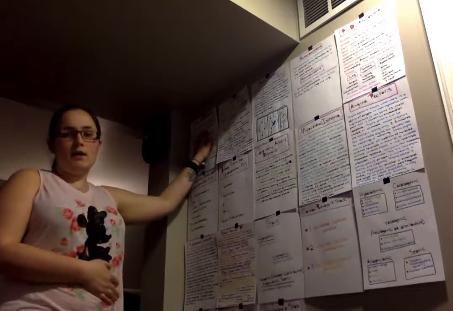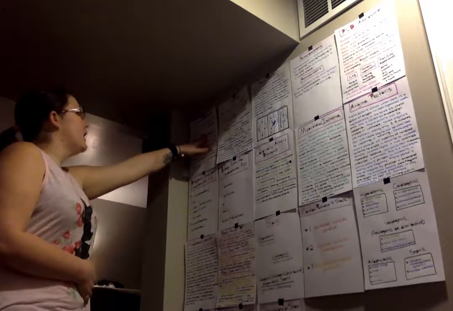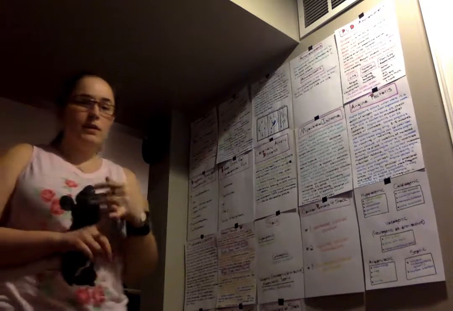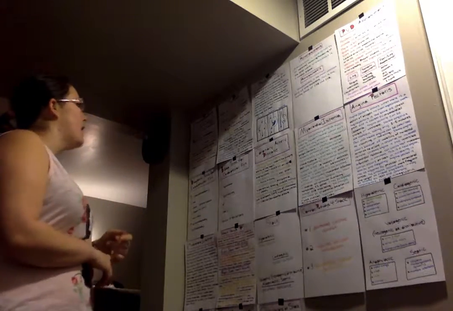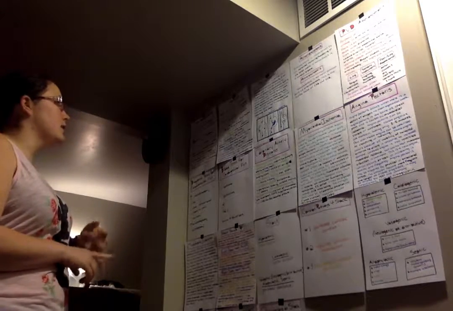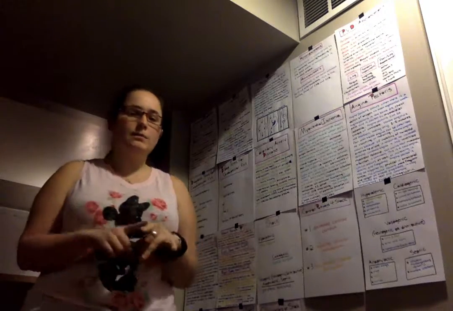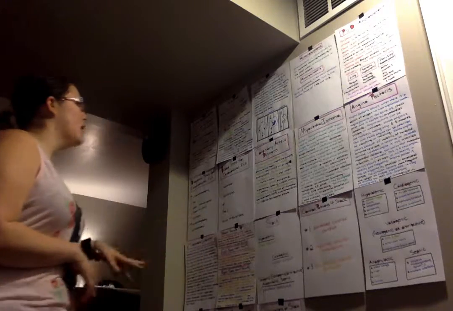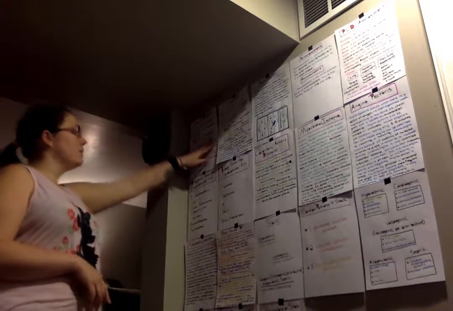So starting out with chronic venous insufficiency. Now, this can be caused by deep vein thrombosis. And the manifestations for chronic venous insufficiency, you're going to see blood pooling and edema. That goes into deep vein thrombosis.